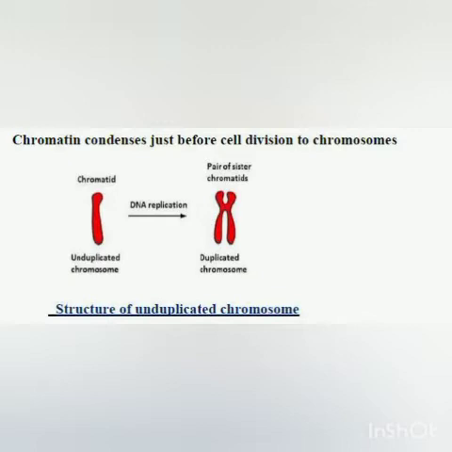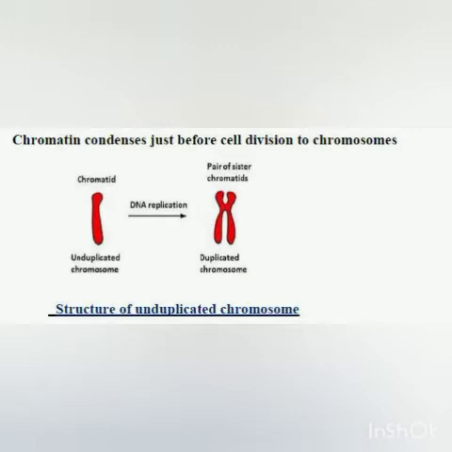This chromosome is an unduplicated chromosome, as you can see in the slide. There are two chromosomes shown. One is a duplicated chromosome and another one is an unduplicated chromosome. Duplicated chromosome I will tell you later. So this chromatin condenses to form this unduplicated chromosome.